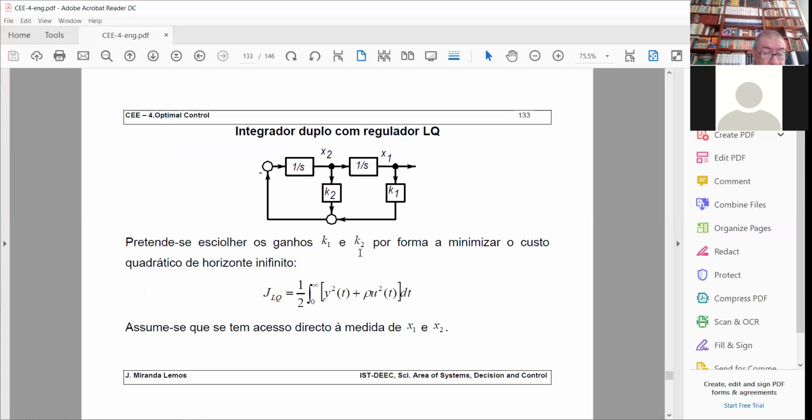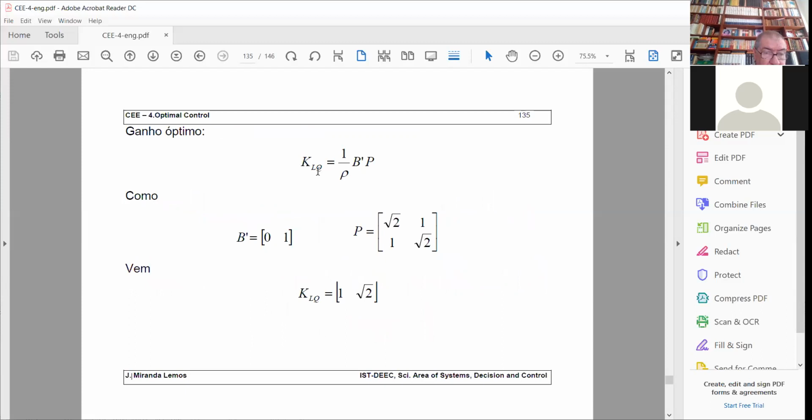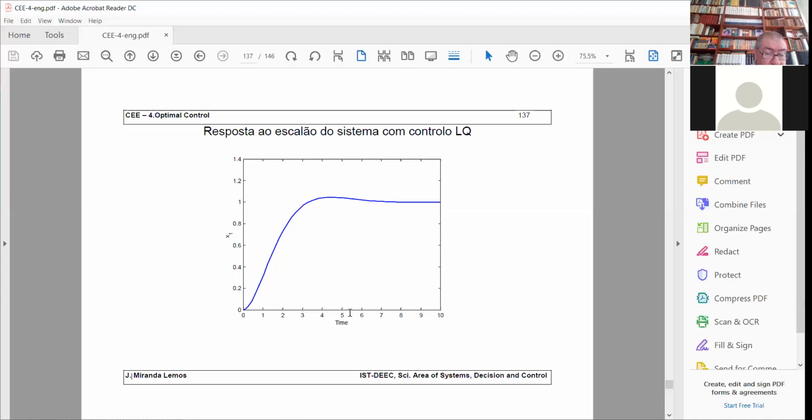And now you start by designing an LQ controller, designing these two gains, K1 and K2, optimizing this cost over an infinite horizon. And you solve the Riccati equation for the control. You get the positive definite solution, and then you compute the gain using this positive definite solution, and you get the state feedback gains. Now, you can also design the observer using the Kalman filter. Okay, this is the response that you get with just the LQ.